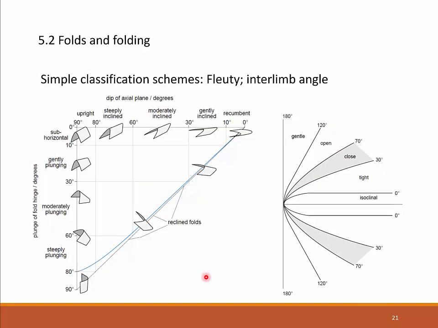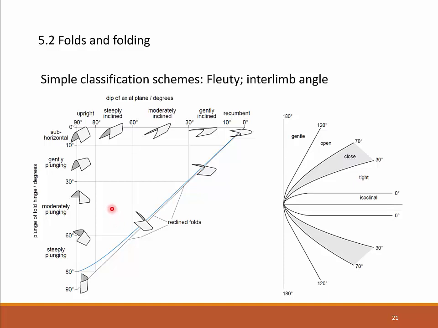Classification schemes have been discussed in an earlier series of videos made for first year level. I just want to remind you there is the very useful fleuty diagram, which makes use of the dip of the axial surface and the plunge of the hinge line, which allows you to categorize your fold in terms of, for instance, steeply inclined, moderately plunging folds.